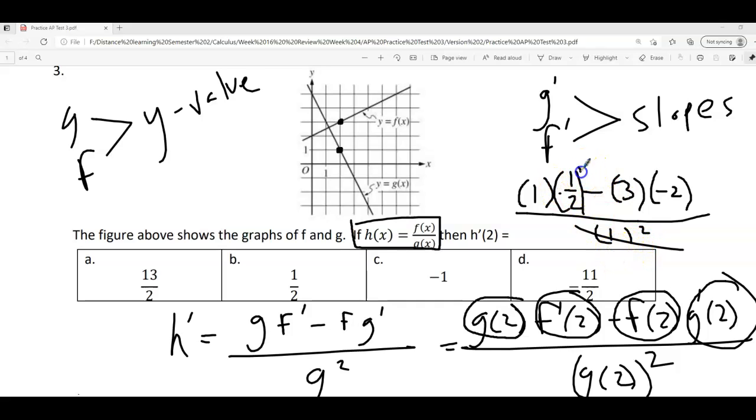And so here's what I'm left with. I'm left with 1 times a half, which is a half, plus 6. And 6 plus a half is going to equal 13 halves. Okay? Go ahead and move on to the next one.